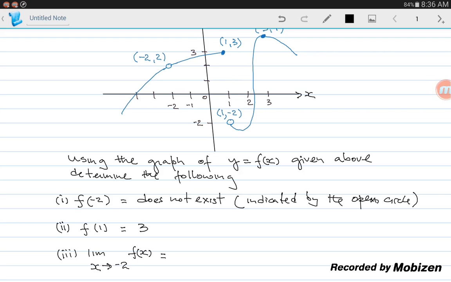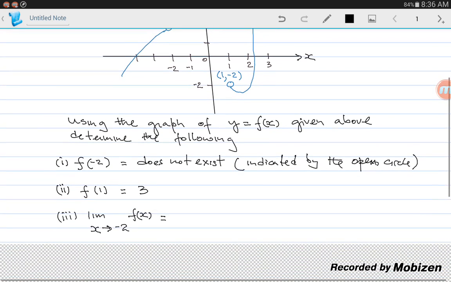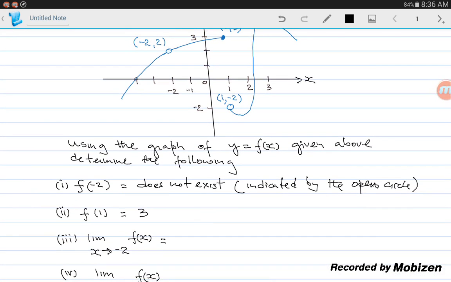Now, let's look at limits. What is happening to the function as x approaches minus 2? Well, in limits, we really are not concerned so much with whether f of x exists or not. We really just want to know what value f of x is approaching. And so here, it seems to be approaching 2, and so that's the answer.